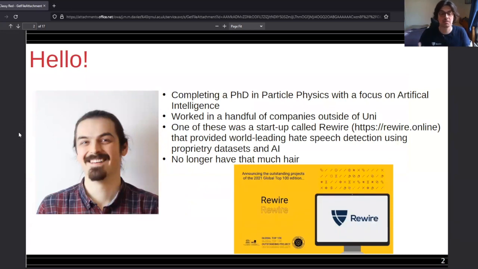I'm completing a PhD. I'm actually in my last year at the moment in particle physics with a focus on artificial intelligence. I do that at Queen Mary University of London, hence why I'm drinking out of my Queen Mary University of London mug. I worked in a handful of companies outside of university as well as part of the degree. One of these was a startup called Rewire, which I'm wearing the shirt of. I'm going to be shamelessly plugging them through this. I don't actually work for them anymore, but it was part of a temporary thing, but we still keep in contact because they're a very, very good company. They're recognized as one of the top 100 companies in 2021 in terms of technology, specifically for content moderation, hate speech detection.